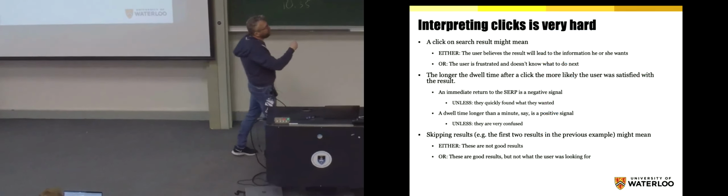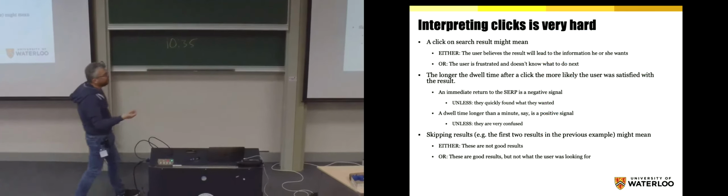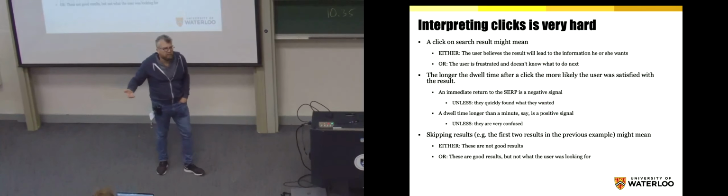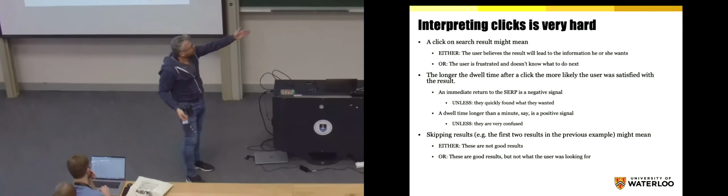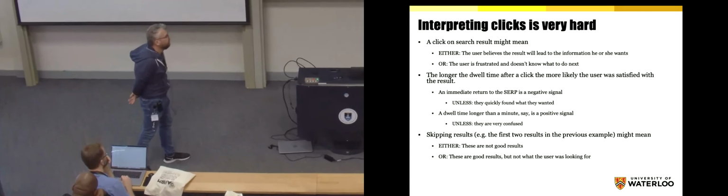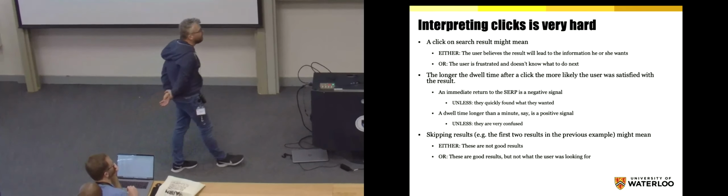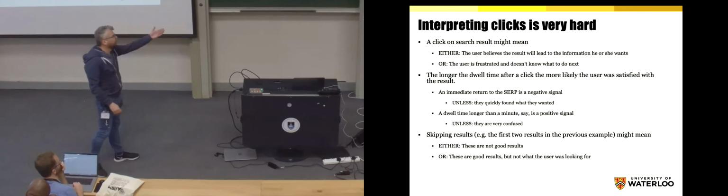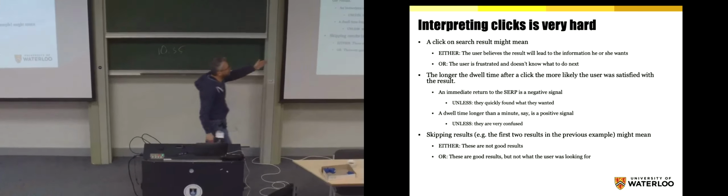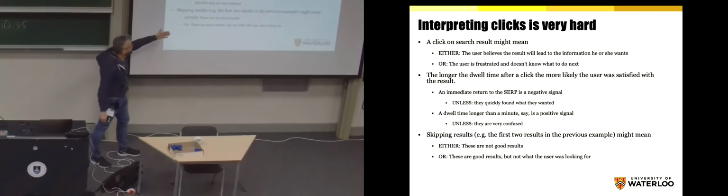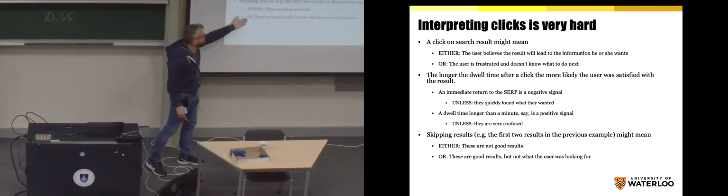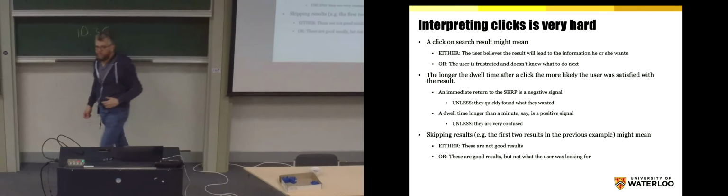There's a bunch of things. A click might be good because they found what they're looking for, and it might be bad because they are bored or they couldn't figure it out, right? The longer the time is usually good, unless they found what they were looking for quickly and came back, or they're very confused. Maybe they are on something for a long time because they're trying to understand how they got on the Wikipedia page, right? And skipping results are usually a bad indicator, but they just might mean that's not what the user was looking for, right?